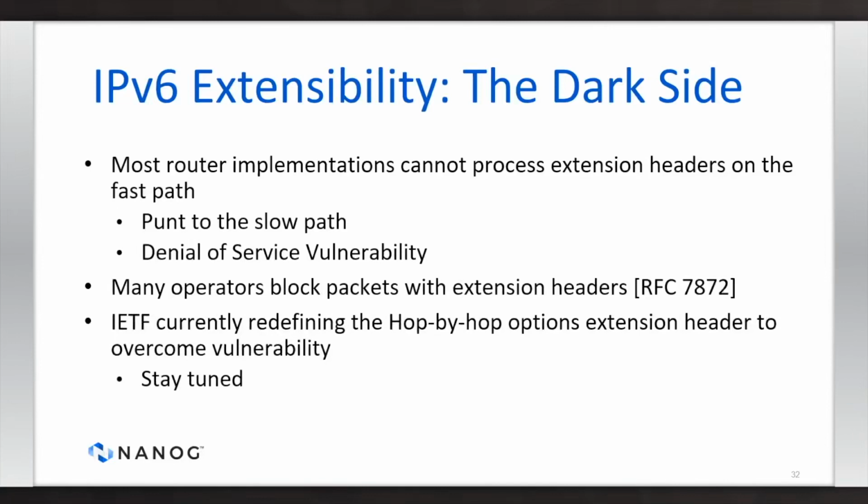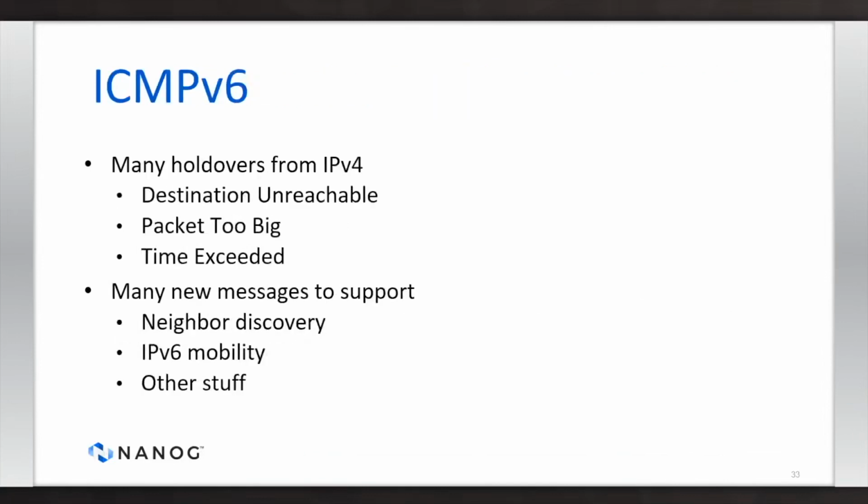Stay tuned for more. And finally, we're going to talk about ICMPv6. It hasn't changed too terribly from IPv4. There are many holdovers: destination unreachable, packet too big, time exceeded. But there are some new messages to support neighbor discovery, IPv6 mobility, and other stuff.